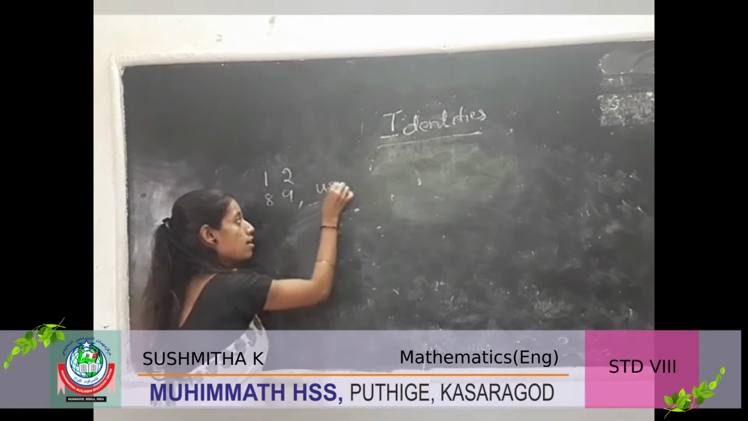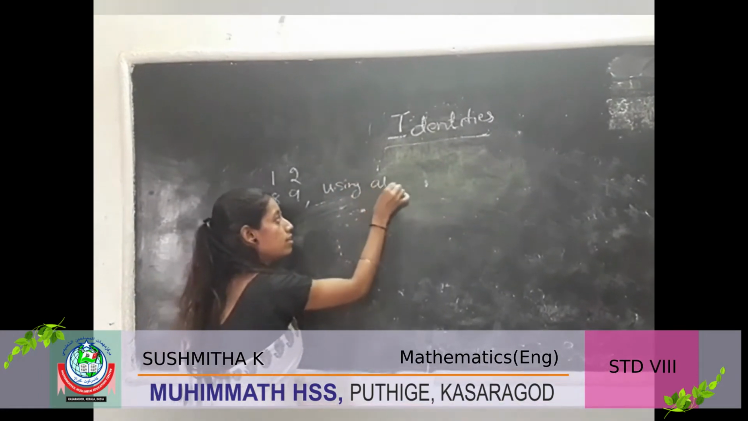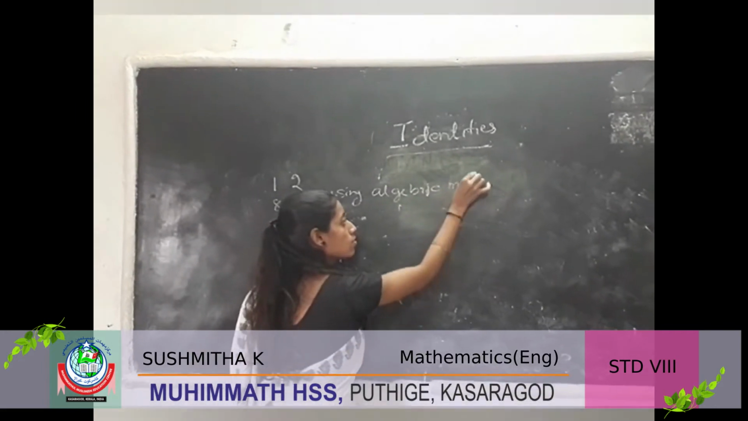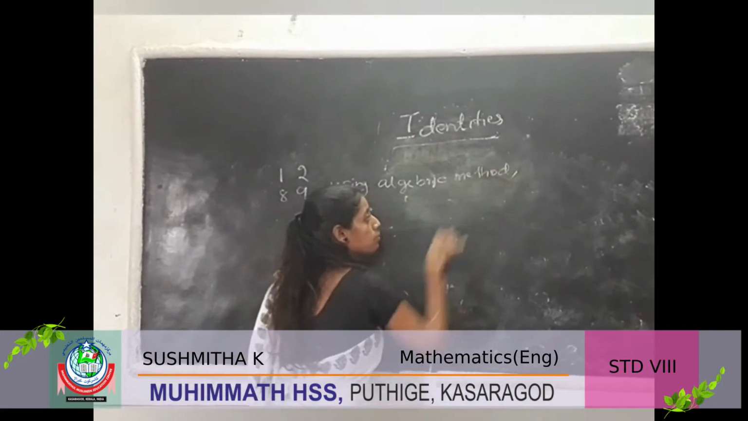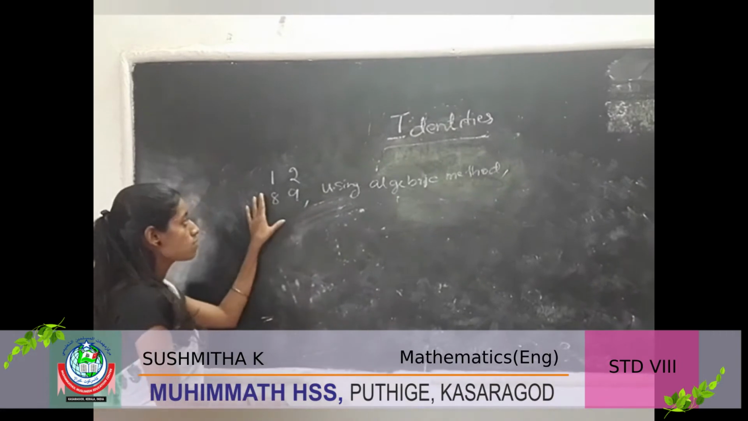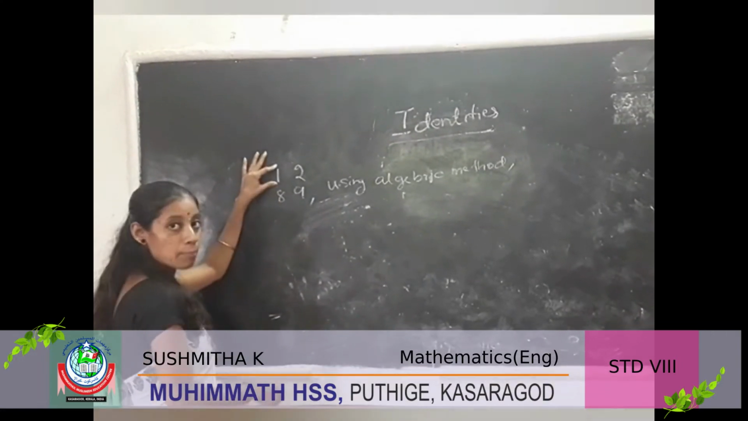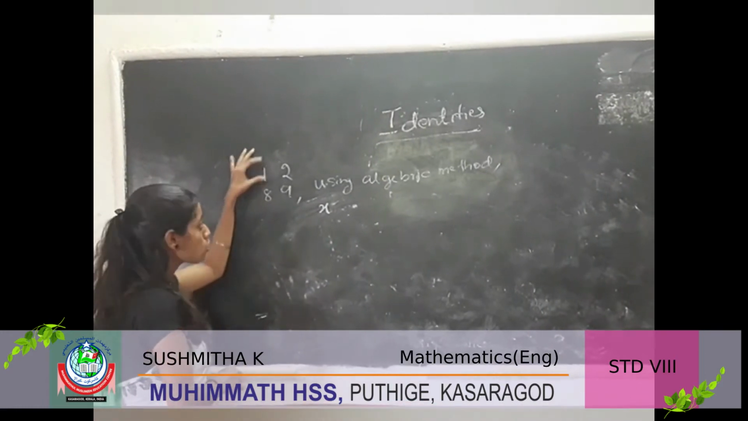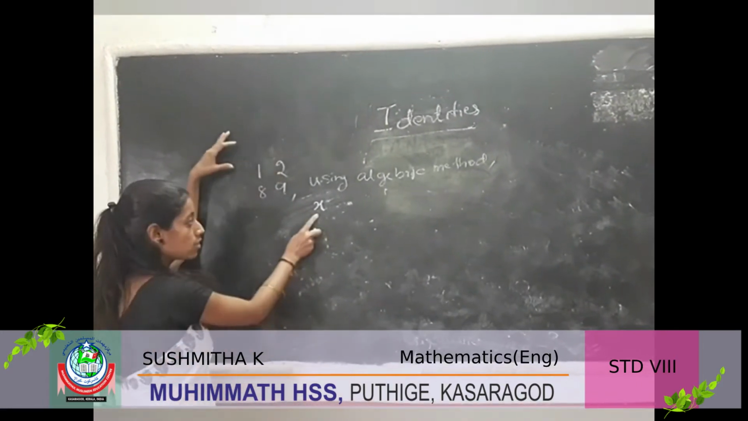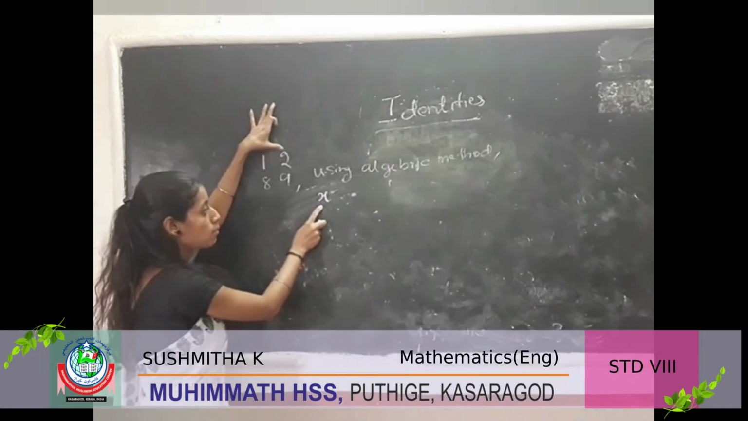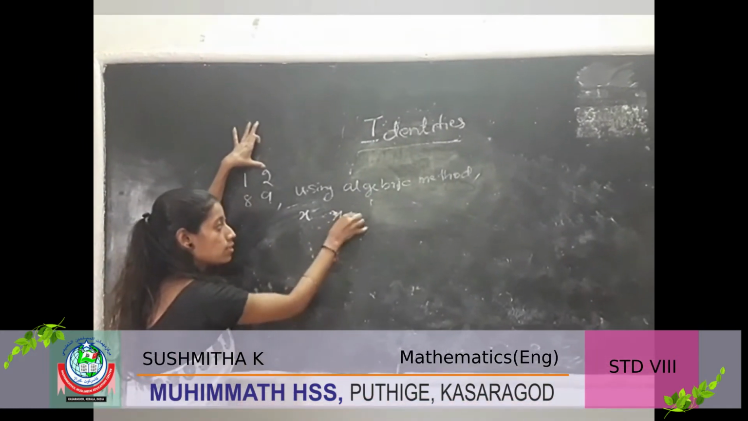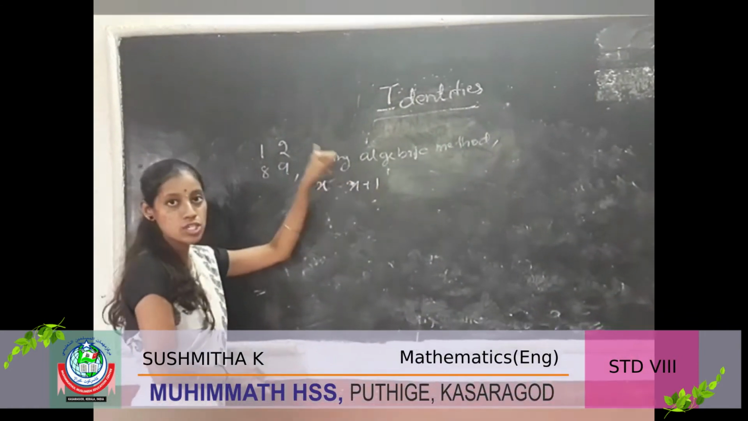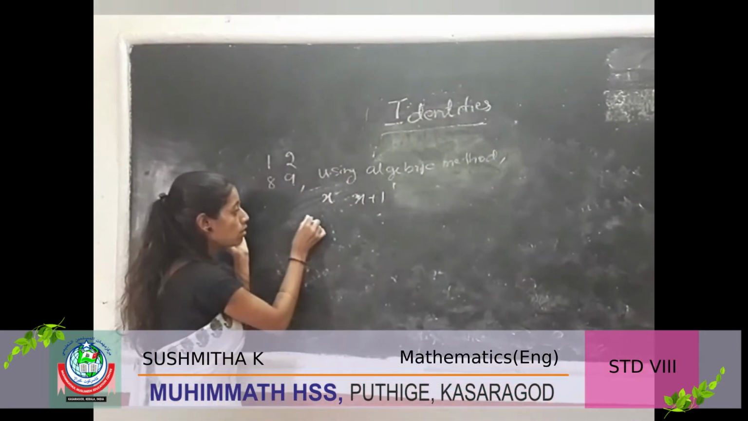So using the algebraic method, first we will select the first number as x. The first number we can select as x. So what is the next number? x is equal to 1. The next number is x plus 1, isn't it? The value of x is 1, so 1 plus 1 is 2. So what is the next number?